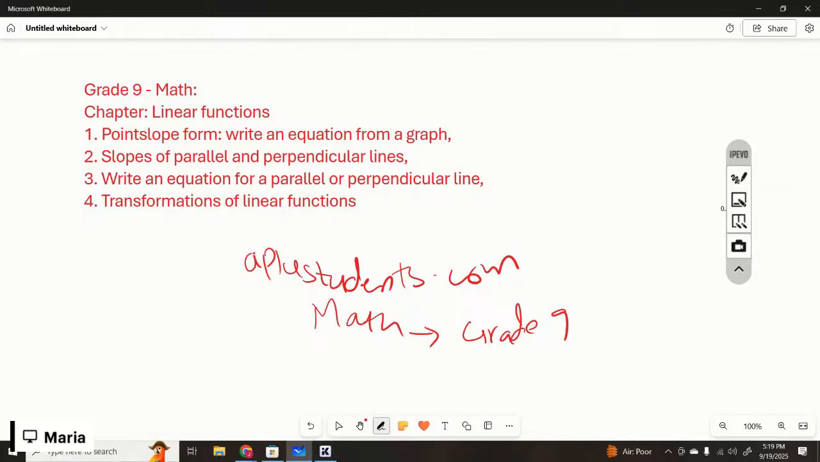Linear functions. The lessons we're going to cover today are point slope form, write an equation from a graph, slopes of parallel and perpendicular lines, write an equation of parallel and perpendicular lines, then transformations of linear functions. So please make sure you have your notebook and pencil so that you can note down the important examples and definitions as well.